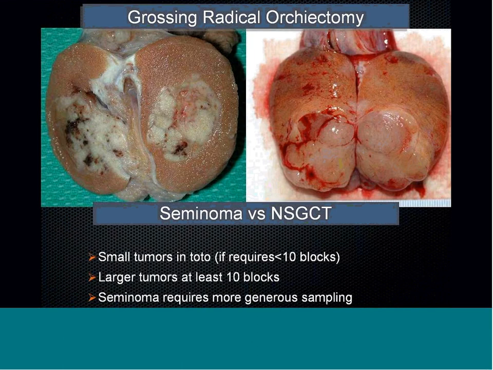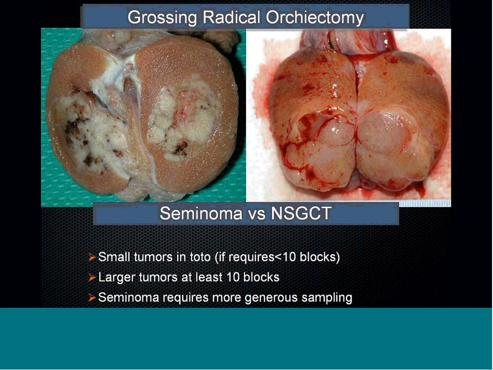So when you're doing an orchiectomy specimen, this question should be in your mind: am I dealing with a seminoma or a non-seminomatous germ cell tumor? Because that's the basis of the clinical management. So generous tumor sampling is important. Again, the question comes, how much sampling is generous or enough? Small tumors should be sampled in total if it requires less than 10 blocks to be practical. For larger tumors, at least 10 blocks, and usually 1 block per each centimeter is adequate.